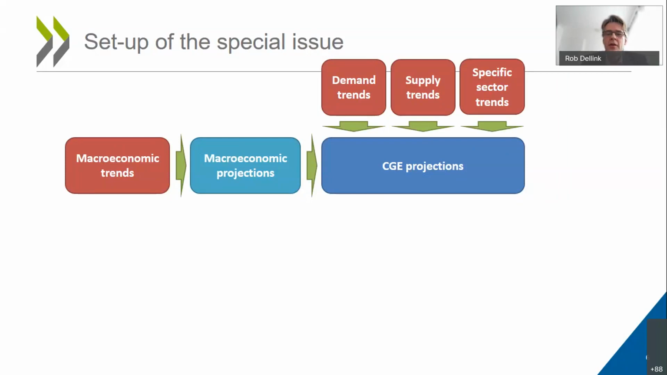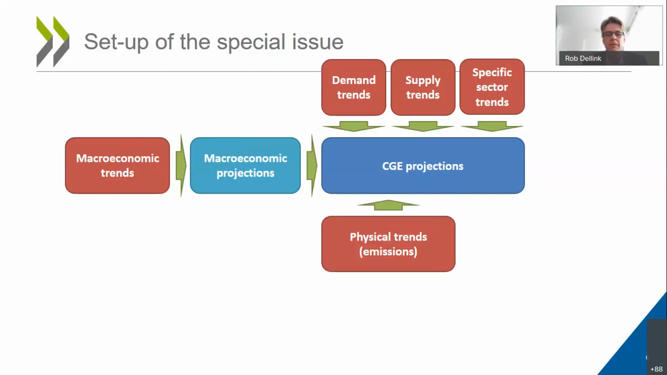Next, you could look at special sector trends. There are a lot of models out there that have dedicated modules for agriculture or dedicated modules for energy, and that have outside information that's better than what the more broad demand and supply trends can deliver. So they have specific sectoral trends that they incorporate into the CGE model.